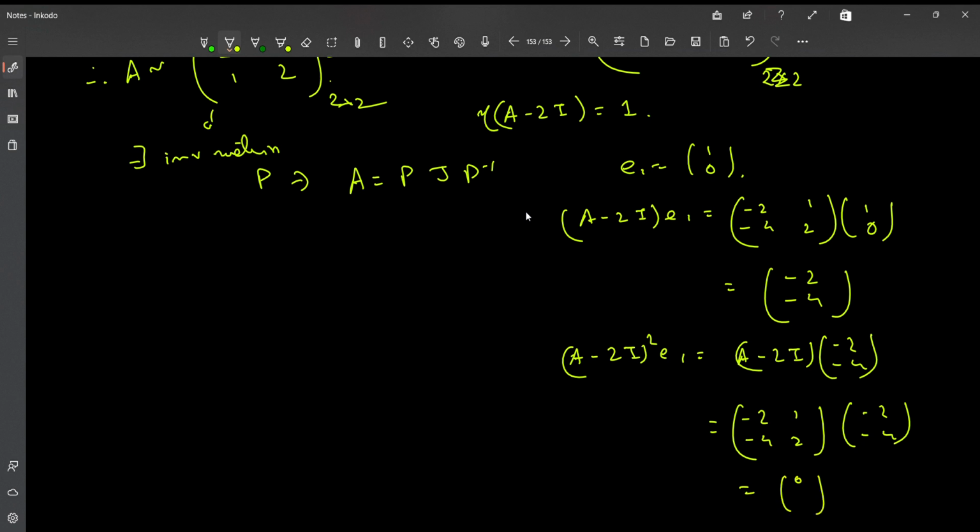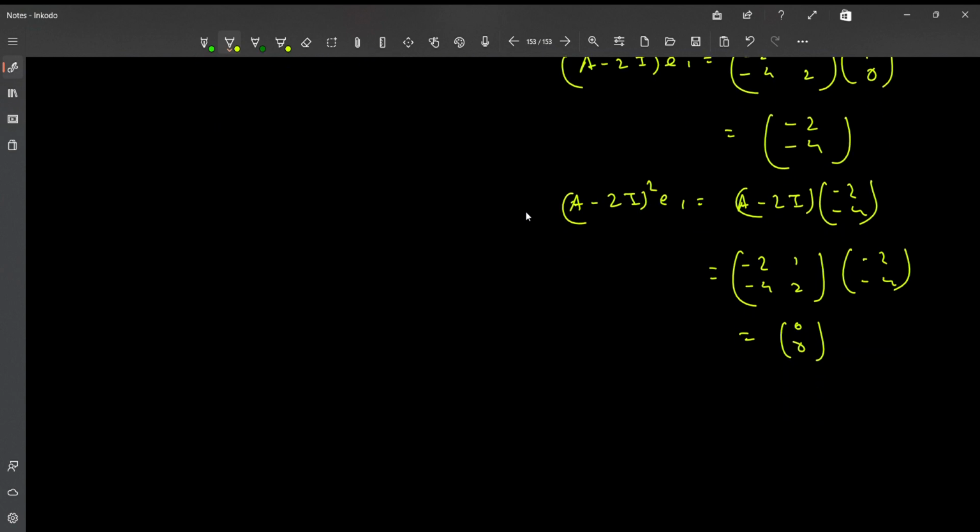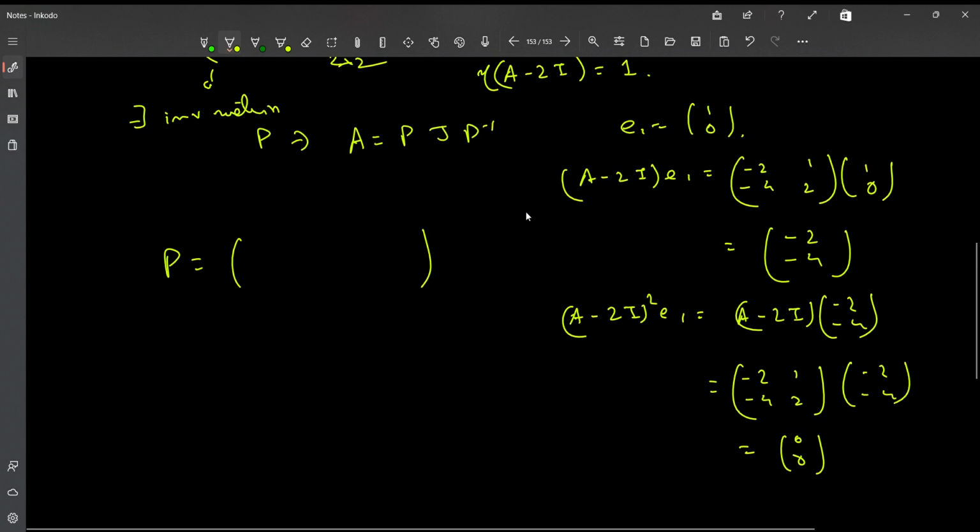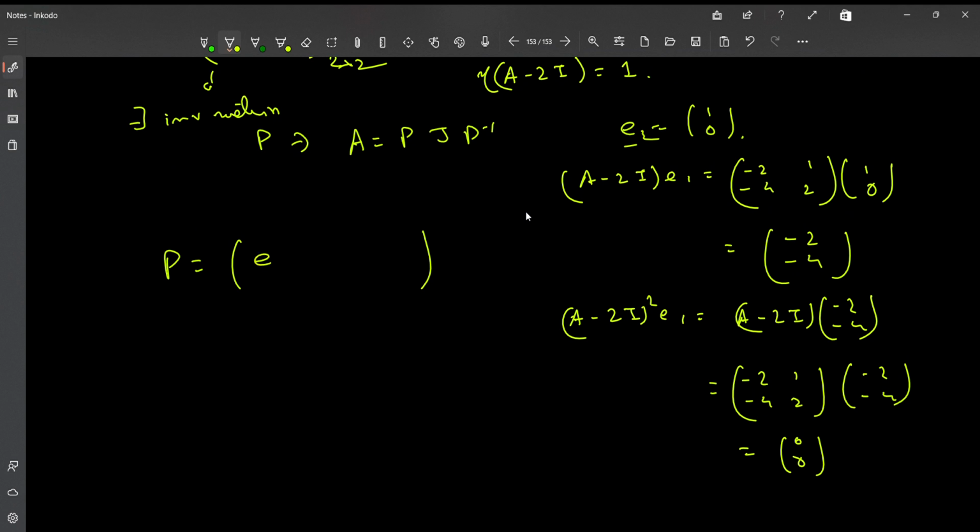This calculation gives you 0, because it's minus 2 times minus 2 plus 4 minus 4, which is 0. Minus 4 times minus 2 plus 8, and minus 2 and 2 times minus 4, minus 6, is 0. Therefore, we can consider P whose columns contain these elements, right? E1 and A minus 2I of E1. So the matrix P will come out to be of the form 1, 0, minus 2.